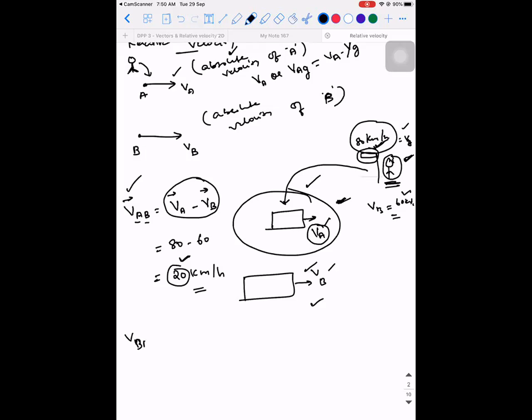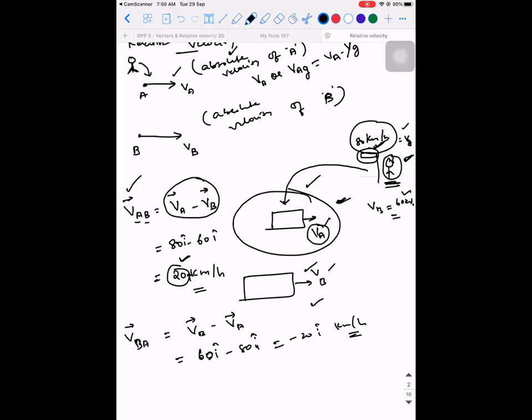Similarly, if the police was still sitting in the second car, VBA, then it would have been VB vector minus VA vector. What will the answer be? Assuming they both are moving in the same direction, if you put an I cap here, here also I cap, here also I cap, so VB minus VA will be 60 I cap minus 80 I cap. It will be minus 20 I cap kilometer per hour.